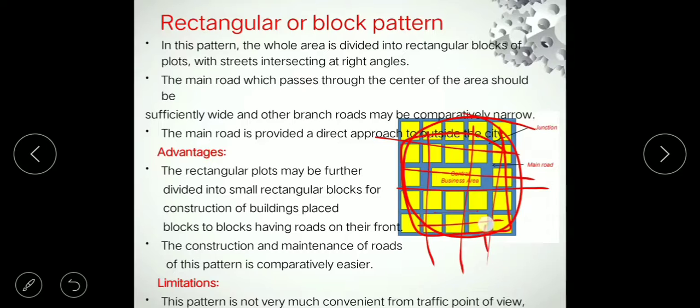There are also some limitations for this. This pattern is not that convenient as the roads are intersecting. As the roads are intersecting, the vehicles may also face each other and there are a lot more chances of collision. Okay, so these are some of the limitations for this type of road pattern.